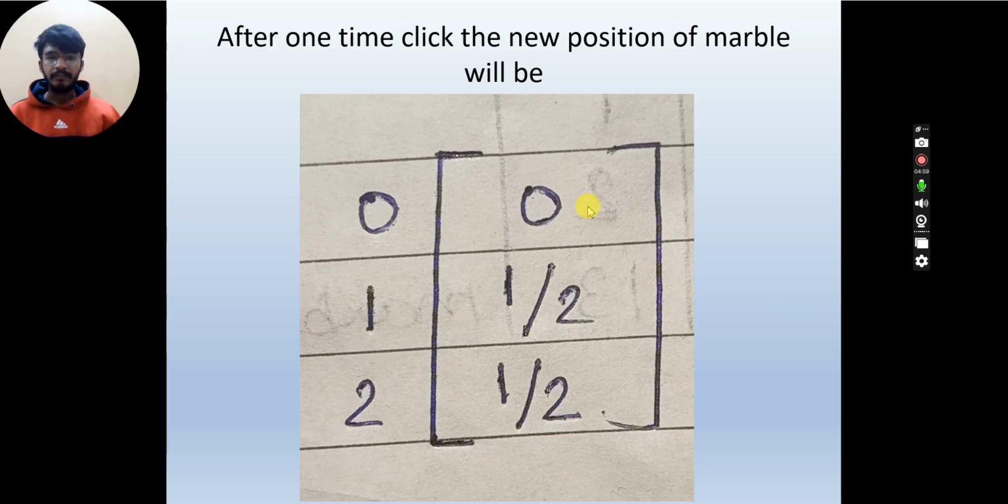After one time click, that means after the product of the adjacency matrix and the initial state, the new position of the marble will be this. At vertex 0, there will be no chance. At vertex 1, there will be a half chance, that means a 50% chance of the marble going to vertex 1. Similarly, at vertex 2.